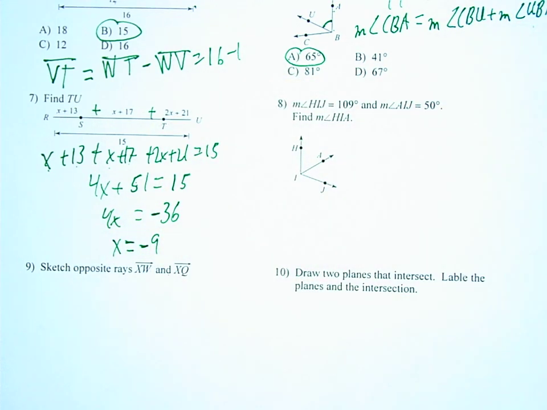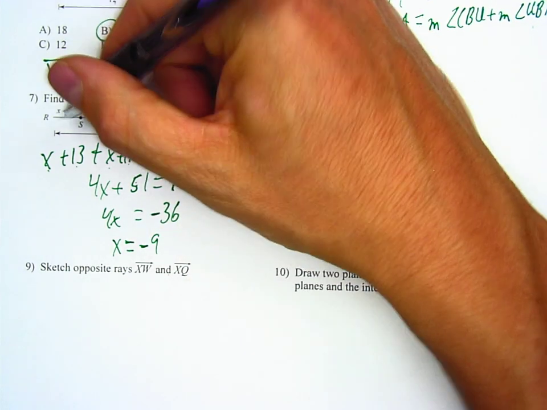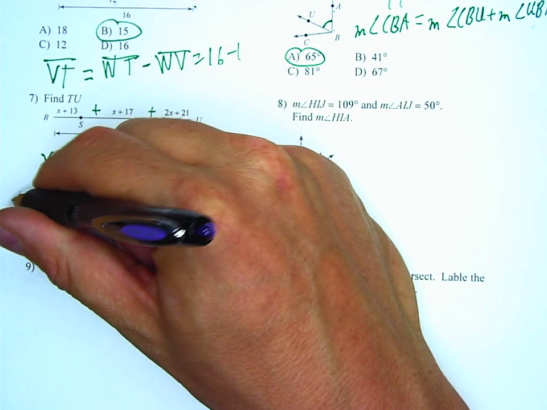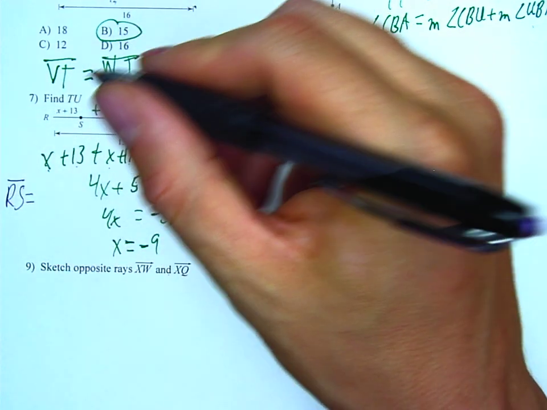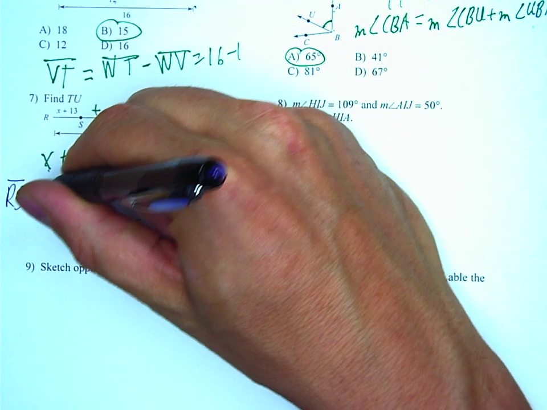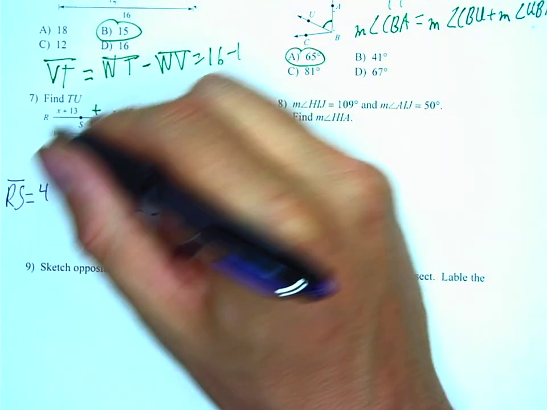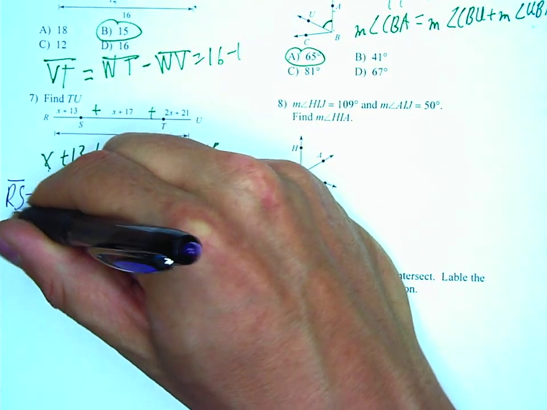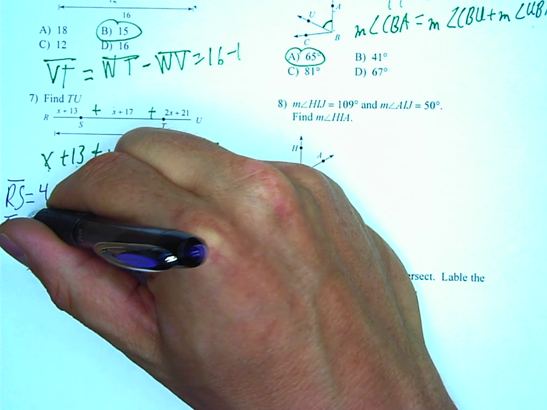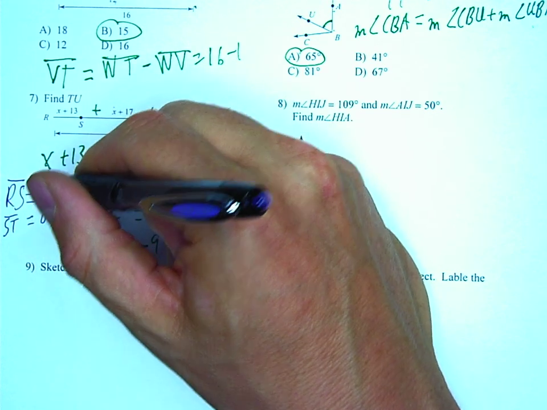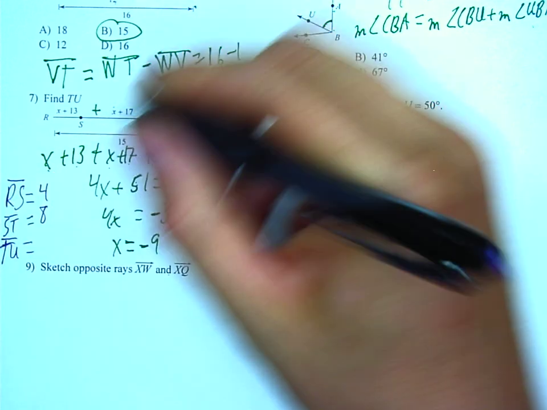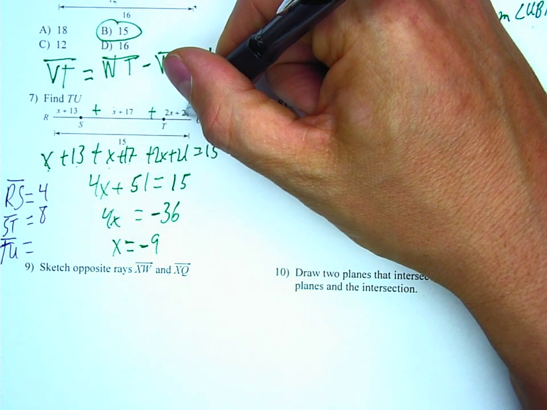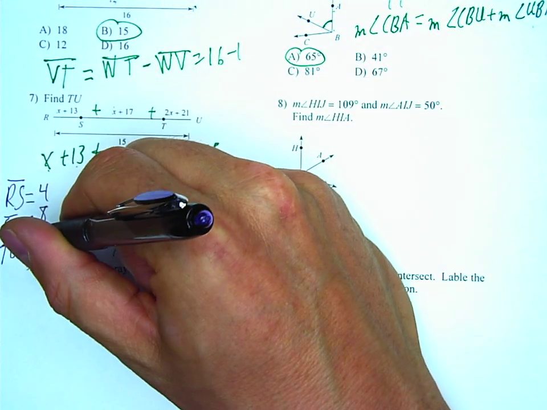In other words, to finish my question now, I'll put that x back in. RS would equal negative 9 plus 13. The length of RS, negative 9 plus 13, would be 4. ST would be negative 9 plus 17, which would be 8. And TU would be negative 18 plus 21, or 3.